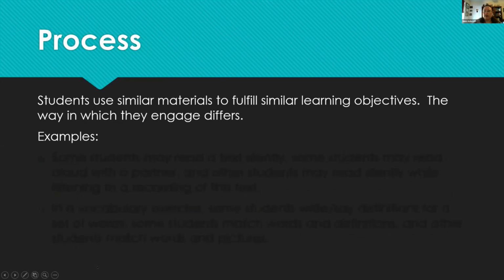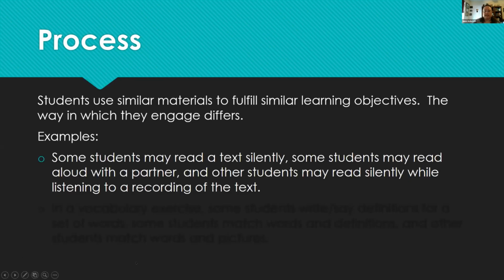So the second dimension of differentiation is the process of learning. Here we're talking about students who might be using similar materials and working towards similar objectives, but the way in which they engage with those materials, the actual steps that they follow or things that they do, are a little bit different. Some examples of this: in reading, you might have three groups where one group is reading a text silently, while another group is reading that text aloud with a buddy, taking turns reading sentence by sentence.